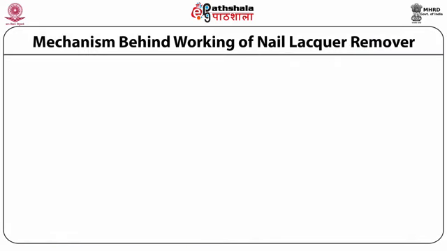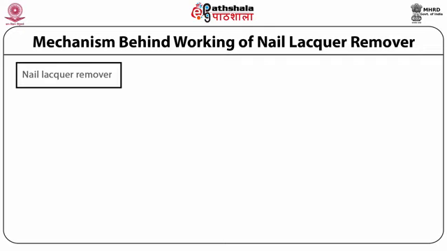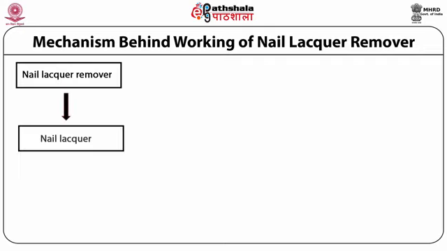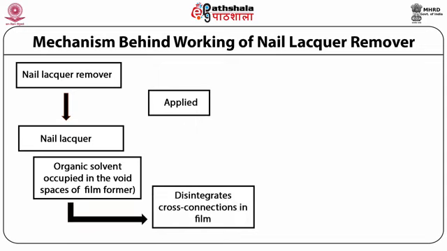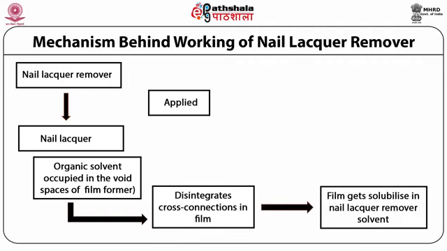coloring dyes. Now let us understand the basic mechanism behind the working of a nail lacquer remover. On applying the nail lacquer, the film former like nitrocellulose cross-polymerizes and produces a mesh-like structure. On applying nail lacquer remover on it, the organic solvent gets occupied in the void spaces of the mesh and disintegrates the cross sections in the film. Finally, the film gets solubilized in the nail lacquer remover solvent.